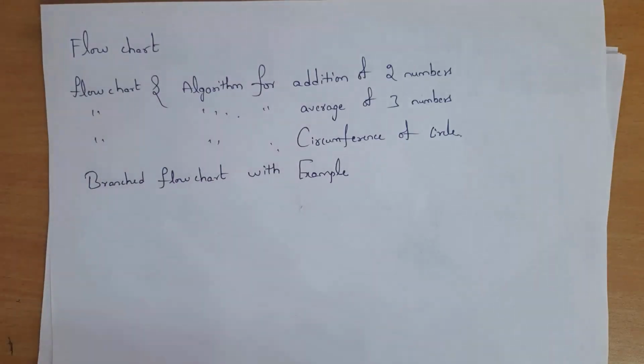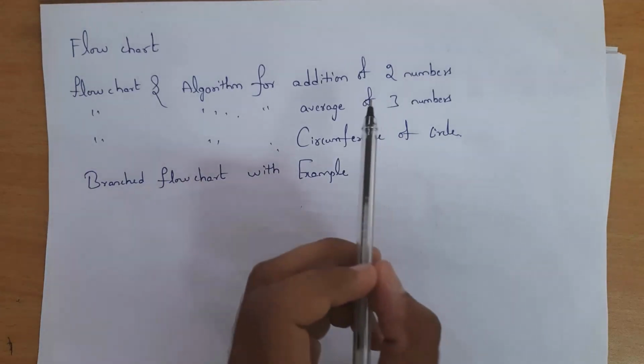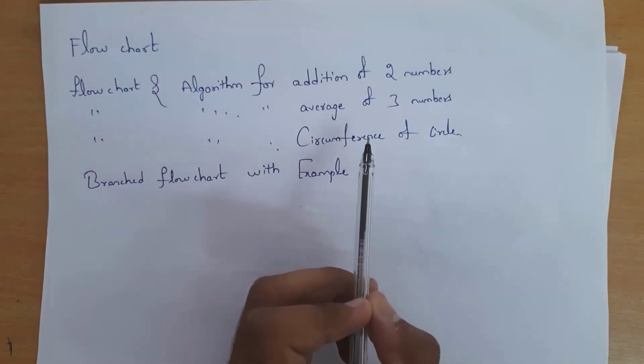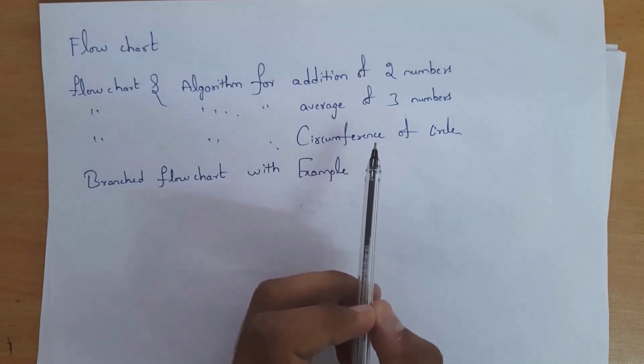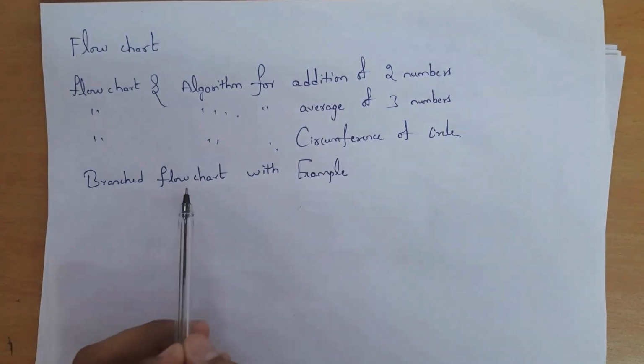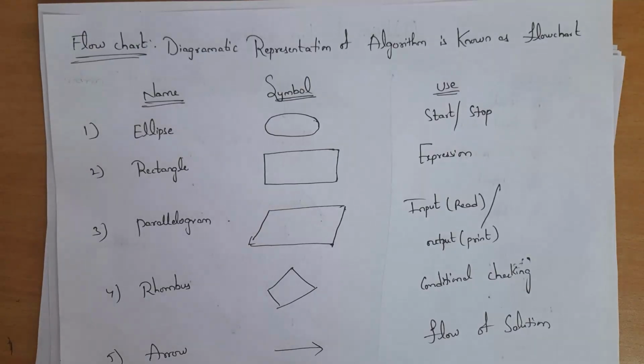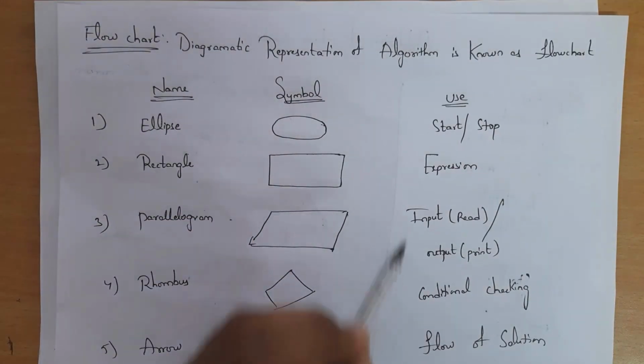Next I will explain what is flowchart, and then I will explain flowchart and algorithms for addition of two numbers, average of three numbers, and circumference of a circle. And then I will explain what is branched flowchart with an example. Diagrammatic representation of algorithm is known as flowchart. These are the various symbols that we use in flowchart.